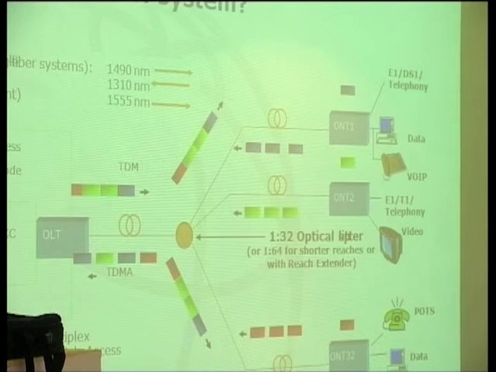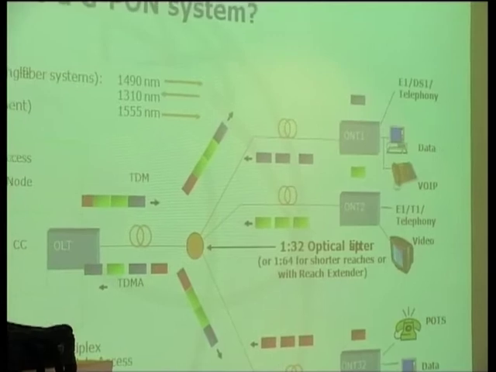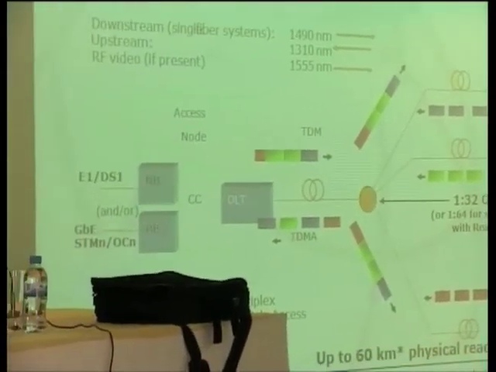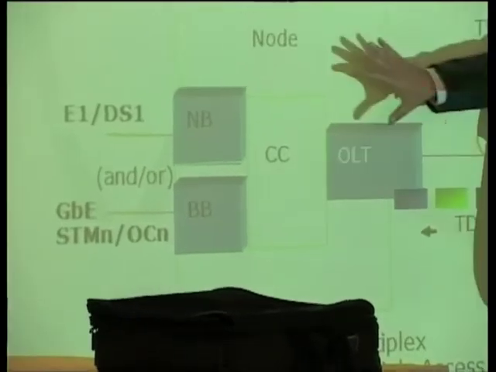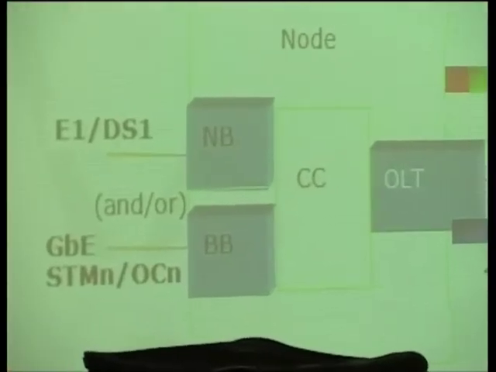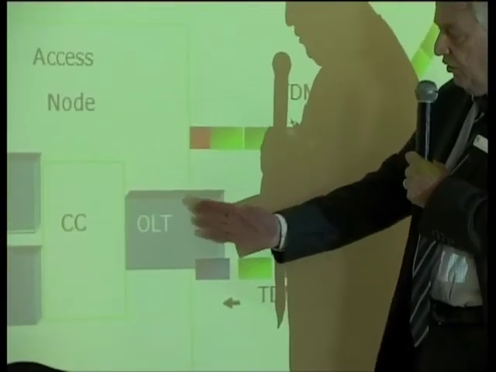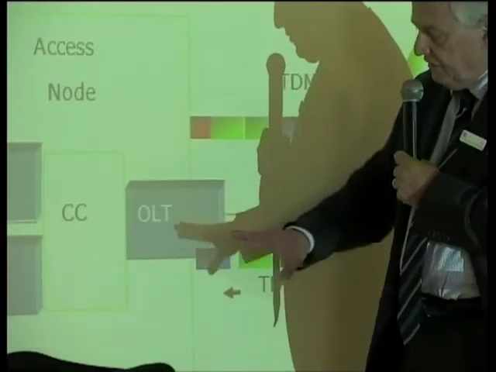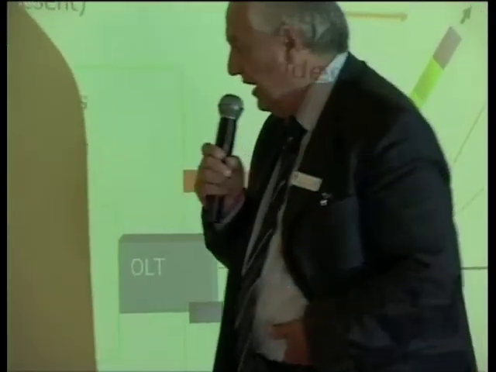This is a typical representation of the network. As you can see, starting from the very left, we have the access node in the central office, and the passive optical network is on the right of this central node and is connected to the central node through the OLT.